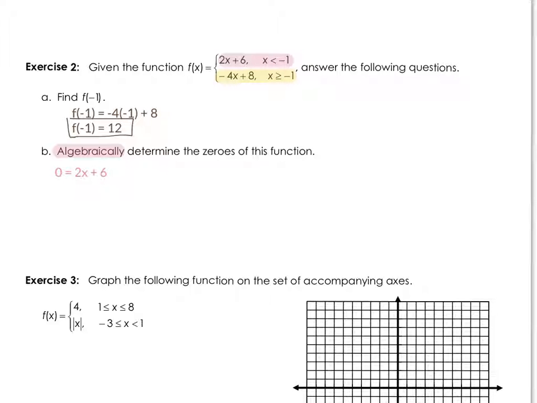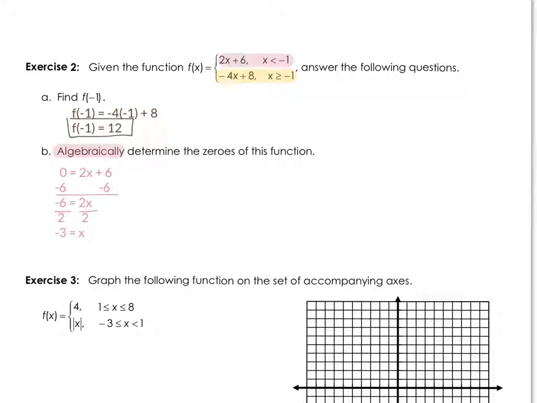So first I'm looking at the pink function. 0 equals 2x plus 6. Now I need to solve for x. So first I'm going to subtract 6 from both sides. So when I do that, I get negative 6 equals 2x, and then to get x by itself, I need to divide by 2. And when I do that, I get x equals negative 3, or negative 3 equals x, either way is fine.